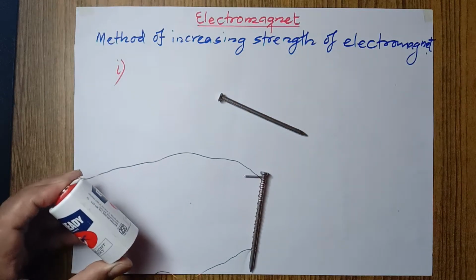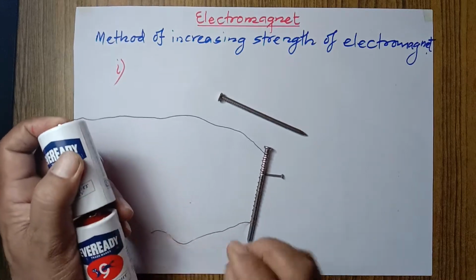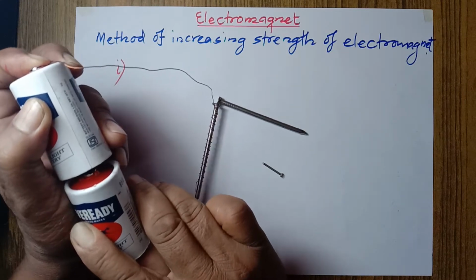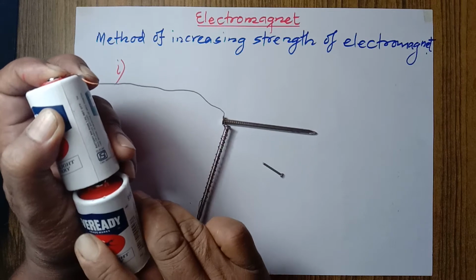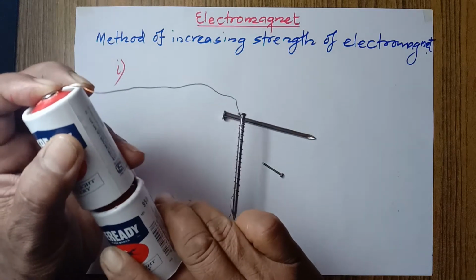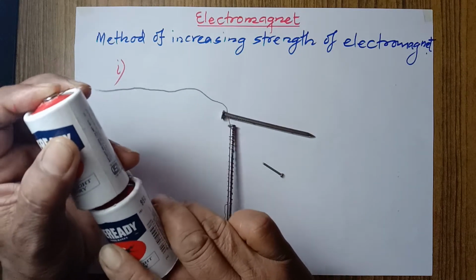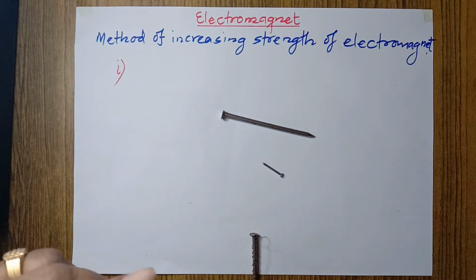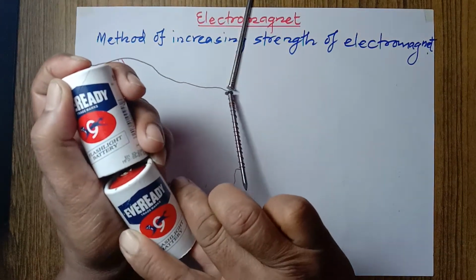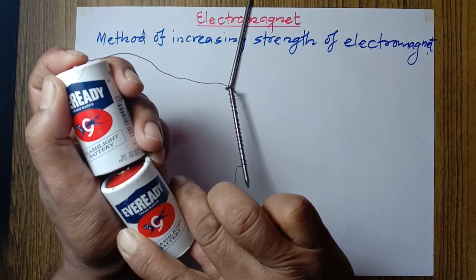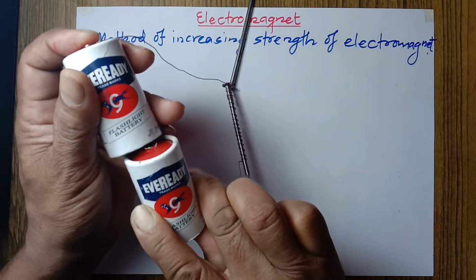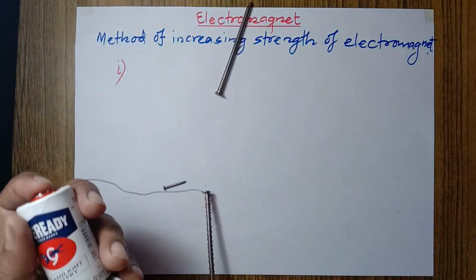Now when the same cell is connected to another cell, and we try to attract this, now a little attraction appears. Look at this. Attraction appears here. It is trying to attract. Previously it was not attracting, but now it tried to attract it. Now look at this, with the help of two cells, this big piece of nail is also attracted.